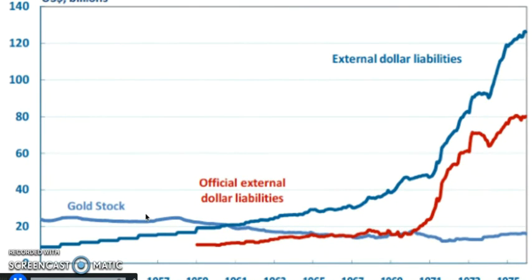This graph just shows that gold stock going down and the liabilities of the U.S. government, or the debt, going up.